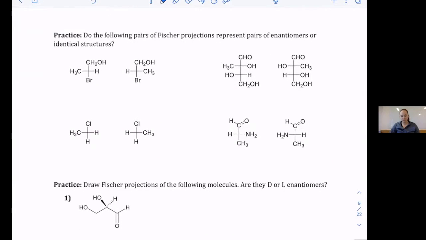Continuing on, do the following pairs of Fischer projections represent pairs of enantiomers or identical structures? We're looking for enantiomers or the same molecule. So I'm going to look and see, first off, are these mirror images? So if I put a dotted line, or we'll go ahead and replace that with our mirror plane. There we go. If I put that mirror plane there, we see that we do have a mirror. Overall, they are mirror images.